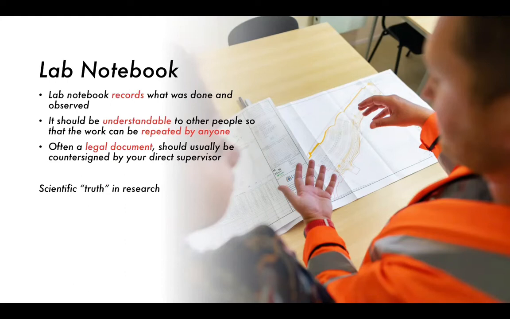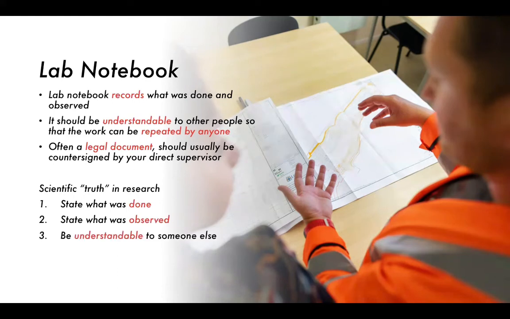So, scientific truth in research. This is the idea that in the lab notebook, we're telling the truth, no matter whether the result is good or bad. We're always trying to ensure that the observations are correctly recorded. There's no such thing necessarily as an incorrect observation, so long as the observation is correctly noted.